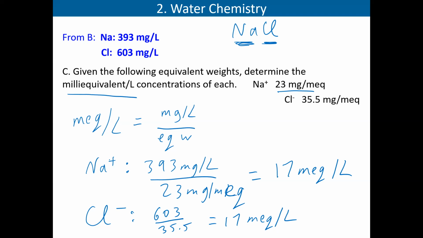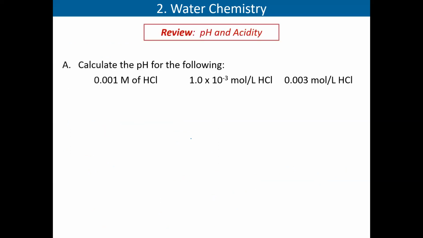So make sure you know this formula. Like I said, you are definitely going to have to use this one and convert between milliequivalents per liter and milligrams per liter. You'll be given your equivalent weights. You won't have to calculate those at all. So let's just take a side step. I'm going to get to hardness and alkalinity in a couple minutes. I want to just talk about pH and acidity.